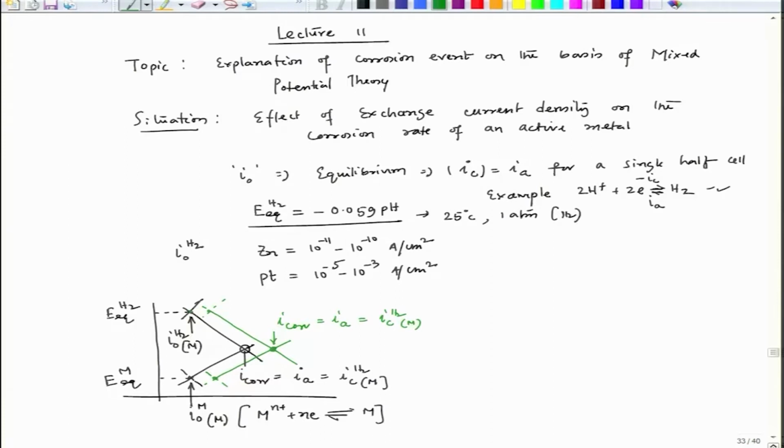Now, it may happen that the influence of that metal surface on the hydrogen evolution reaction could be such that this one comes here, but this one stays here. So, that time I will extend this line. So, my corrosion rate will be here, I corr equal to I A equal to I hydrogen over metal surface. Now, these all three are three independent effects.